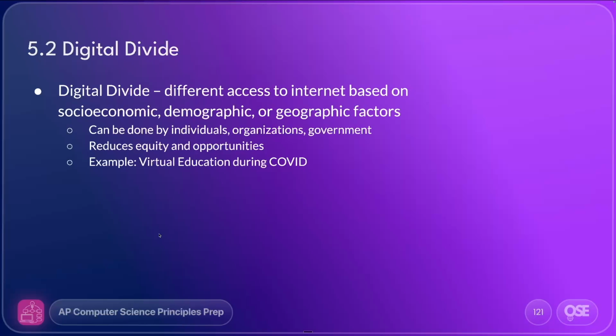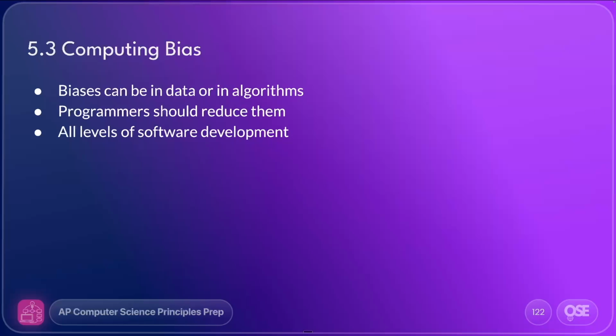For example, some students who had laptops could participate in classes, while others who didn't have internet connection or laptops couldn't participate in classes because they didn't have that kind of technology required to participate. So this is an example of digital divide. Next, computing biases. Biases can occur in data or in algorithms, and the goal of programmers is to reduce the biases in their programs. And it occurs in all levels of software development.